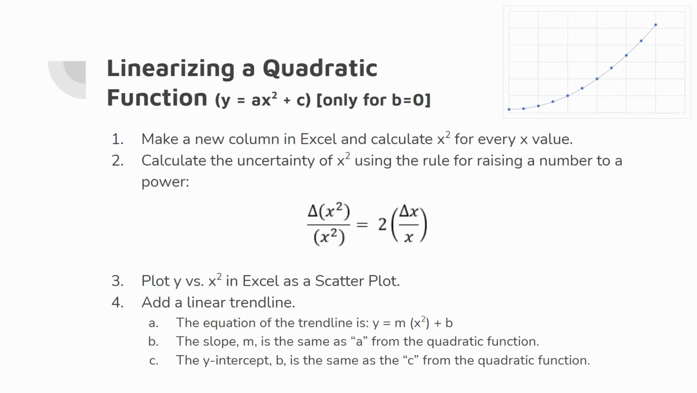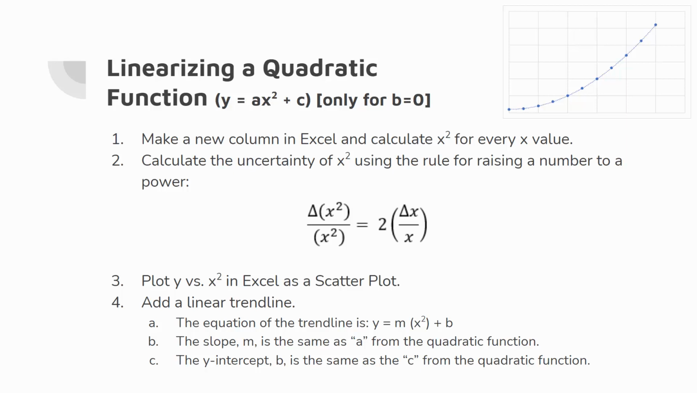So if we have a quadratic function, again, this is in the form y equals ax squared plus c. This would be where b is 0, and this would be if your function looks like that graph in the top right corner. If you have this function, you're going to do the following. In Excel, make a new column, and in that column, calculate the value of x squared for every x value. You're also going to have to calculate the uncertainty in the new x squared value. We have a rule on our data booklet for how to determine the uncertainty of a number that is raised to a power.